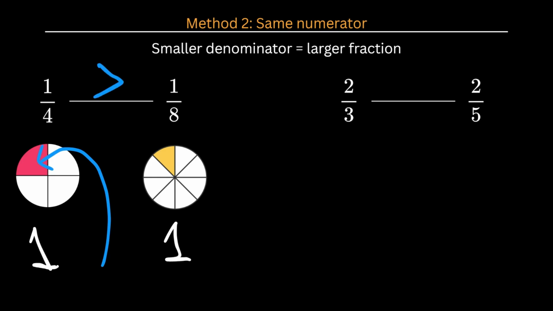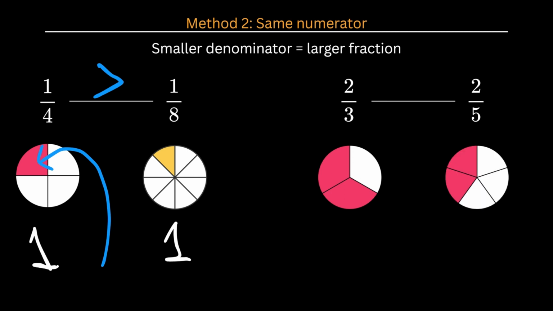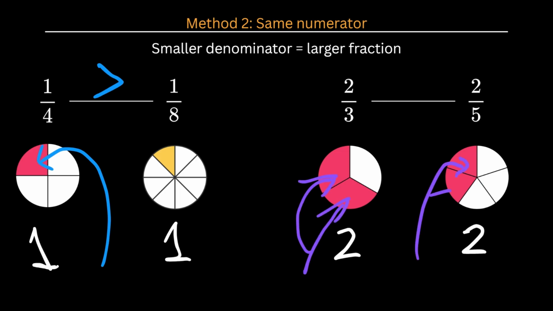Let's look at the other example. We have 2 over 3. It's a whole divided into 3 sections. You eat 2 slices, and then 2 over 5, a whole divided into 5 equal parts. So I ate 2 and I ate 2, but look closely. 2 of these slices actually make 1 of these slices. So that means that 2 over 3 is greater than 2 over 5.